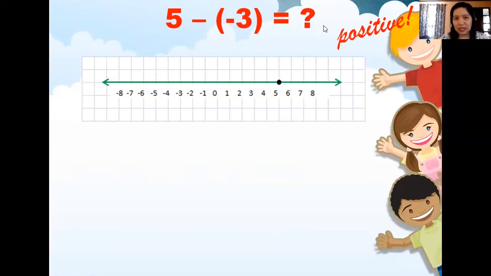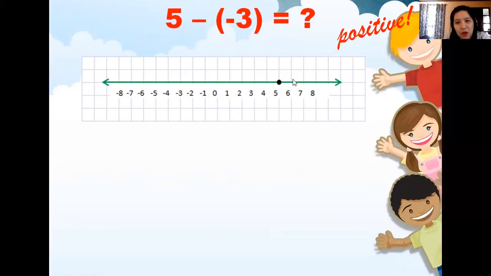Let's try to plot it on a number line. 5 minus negative 3. So from point 5, we move to the left because of the minus. However, this is negative. That only tells us that it should go in the opposite direction. So instead of moving to the left, it will move to the right, minus negative.